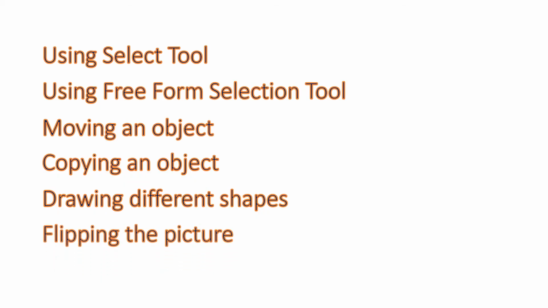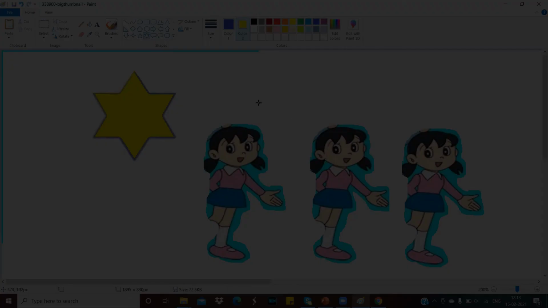Next topic is how can we do flipping the picture. For doing rotation, first we have to select the particular picture which you want to rotate. Click on the selection tool and click and drag the picture which you want to rotate. Okay. Now select the rotate tool, rotate or flip. Click on it.